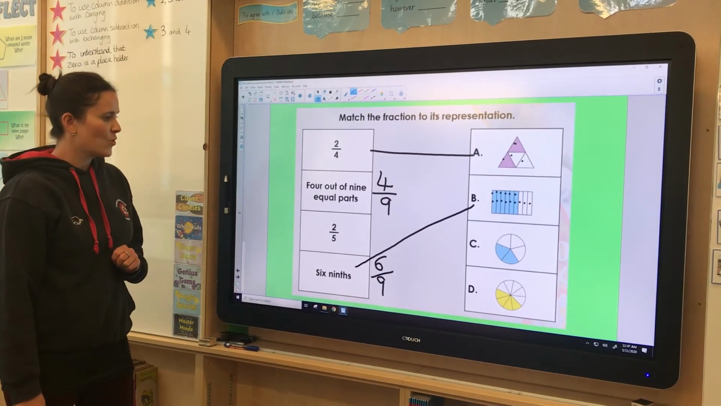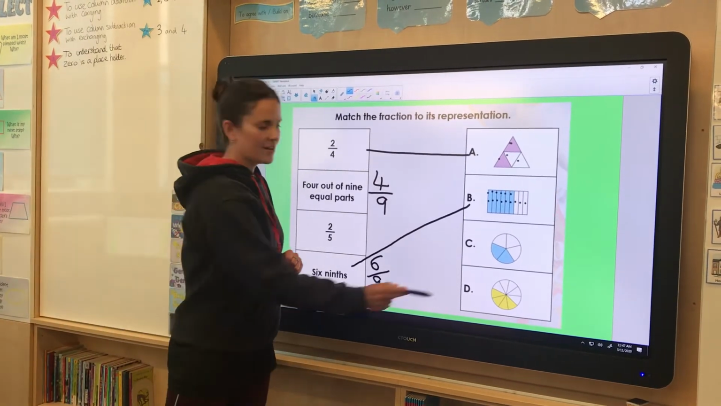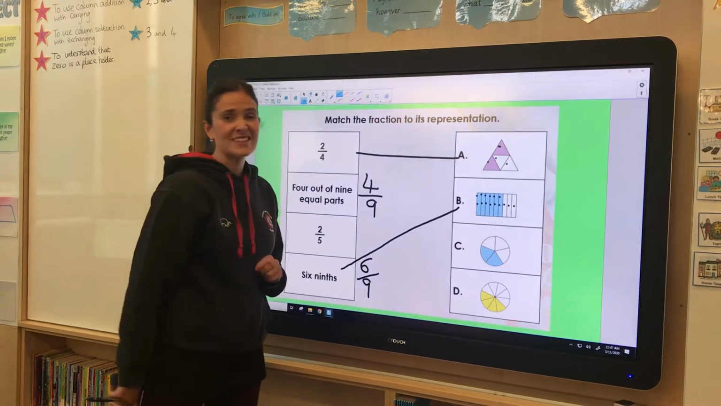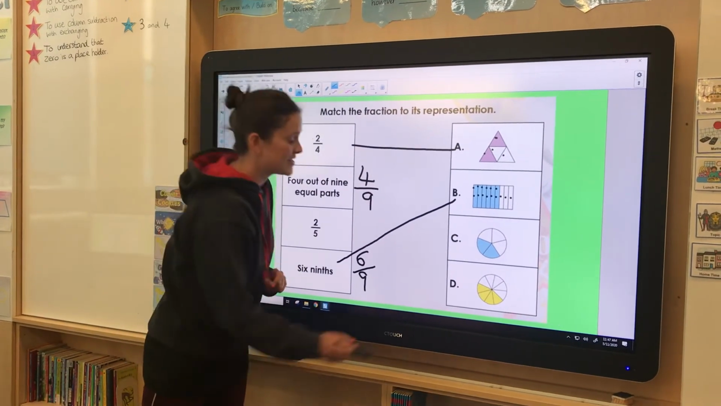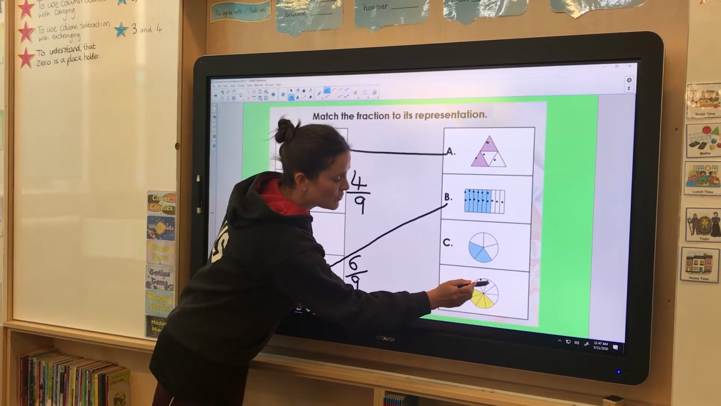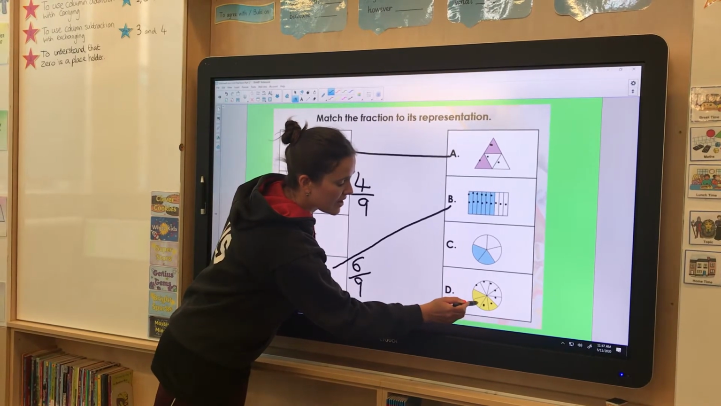And then 4/9. Let's have a look. This circle down here has also been divided into lots of parts. I'll just check and see if it's 9. 1, 2, 3, 4, 5, 6, 7, 8, 9.